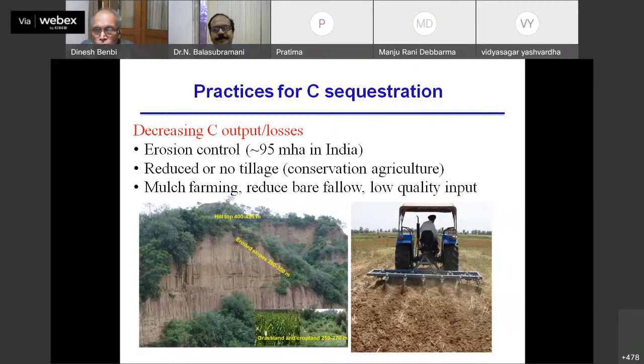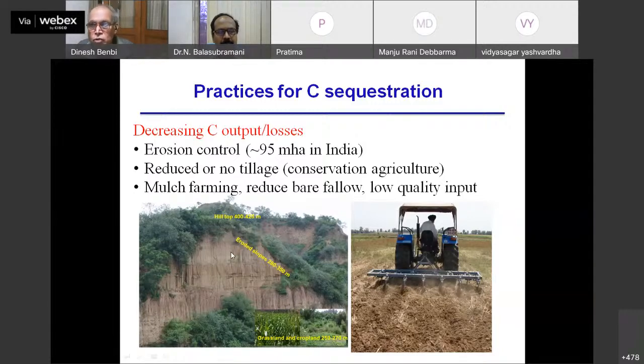And when you are talking about carbon emissions or carbon losses, no one has talked about erosion control. In India, 95 million hectares is eroded land. We have not talked about it. Now, this is a picture when you go to the lower Shivaliks. If you go anywhere from Chandigarh up to Shimla, or on the other side of Sharpur, you find these kinds of things.